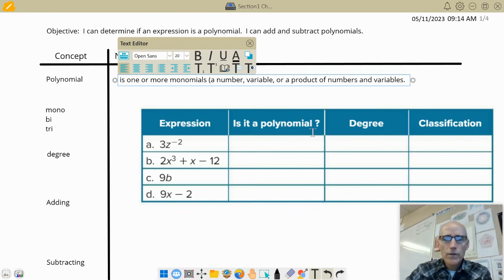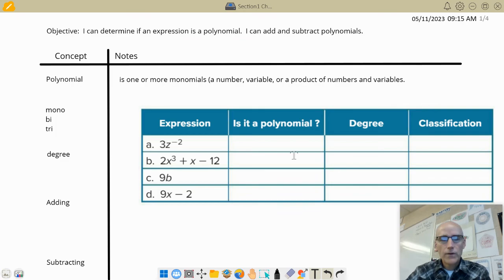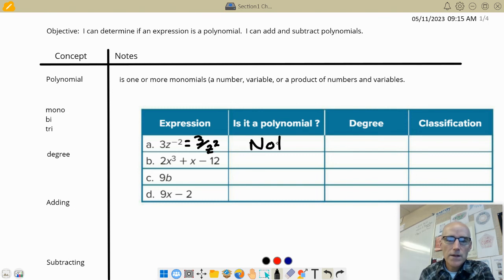And then we're going to fill out this little table here, and try to figure out which ones are polynomials and which ones are not, okay? And I'll get back to what's a monomial, a binomial, a trinomial. We'll talk about that here in just a second. So you can see z to the -2. Well, that's the same thing as 3 over z squared. So this is not a polynomial because there's a z in the denominator. You can't divide by a variable. You've got to have the product of variables and numbers. And since we're dividing by a variable, it's not a polynomial.